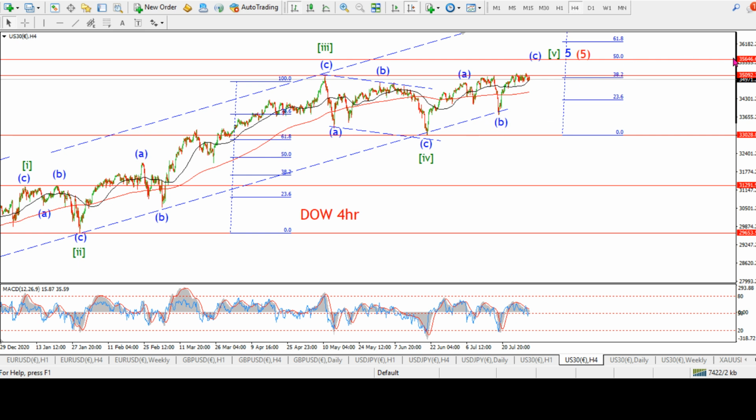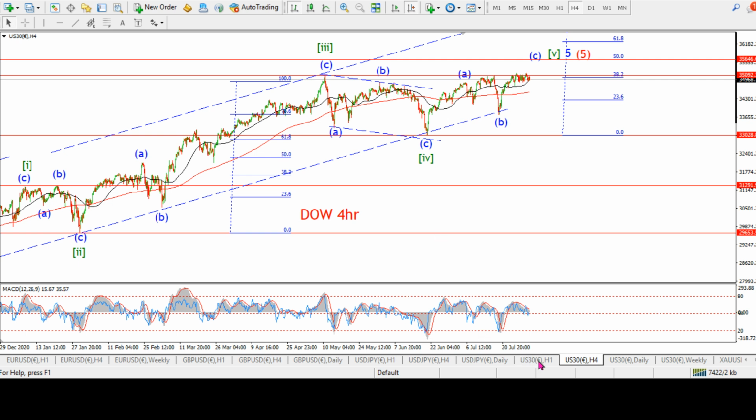That gives us a target of 35,646. Okay, so remember that, call it 35,640, even though it's close, 35,650. And that marks the 50% of wave 1 relationship. Okay, so we're looking for ABC up into 35,650.